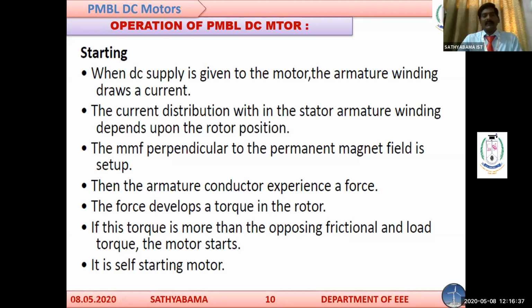This force develops a torque in the rotor. As a result, the rotor tends to rotate. The rotor rotates when the torque is higher than the opposing frictional load and the load torque. Thereafter, the motor starts rotating. It is a self-starting motor.